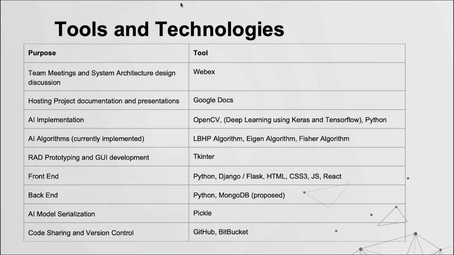Till this point, we have successfully been able to implement 3 algorithms, that is LBHP algorithm, agent vector algorithm, and Fisher's algorithm. For RAD, that is Rapid Application Development and Prototyping, we are using tkinter. We develop our front end using Python as the primary language, Flask or Django as the web service element, HTML, CSS3, JavaScript, and React. Our backend consists of primarily Python, and for database, we depend on MongoDB. For artificial intelligence model serialization, we use Pickle, and for code sharing, we will be using GitHub.